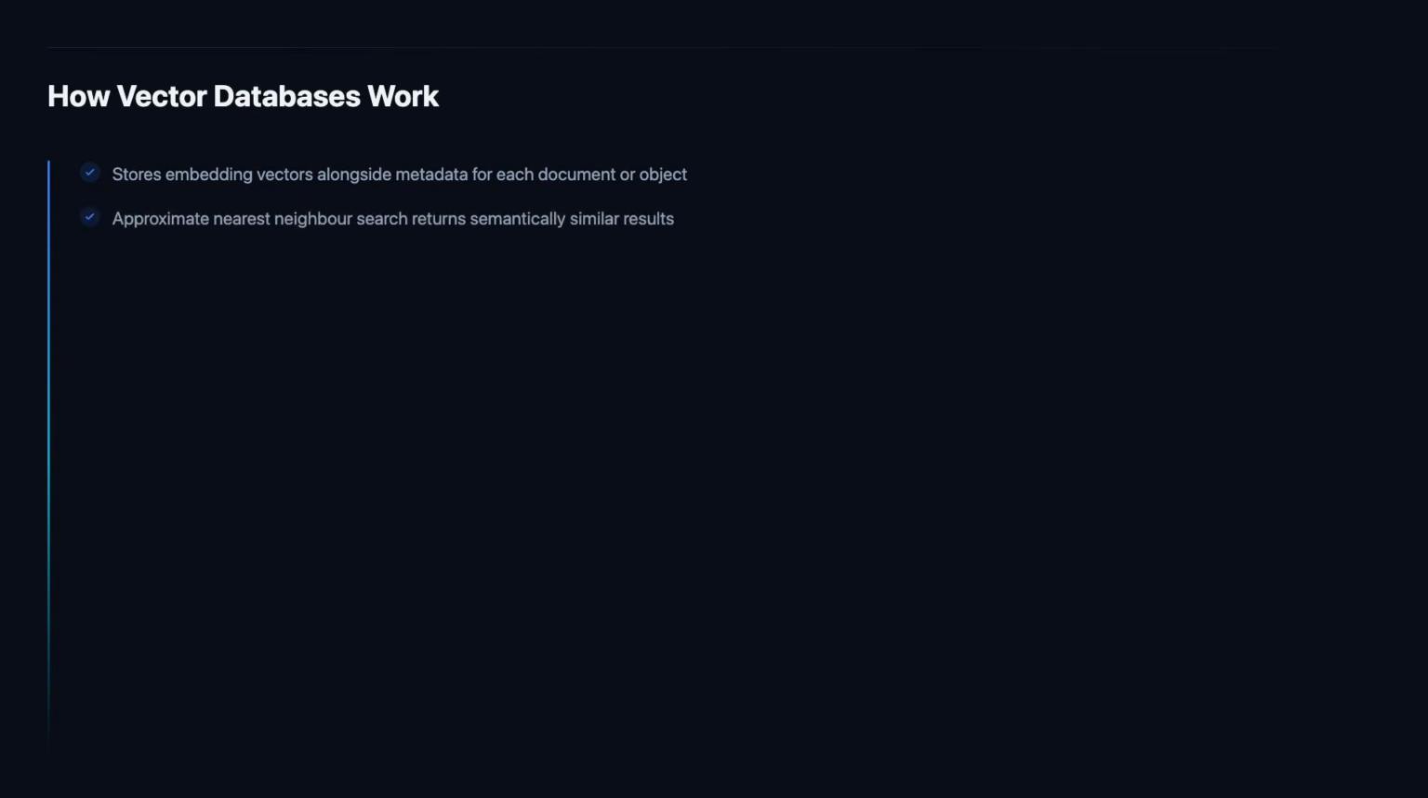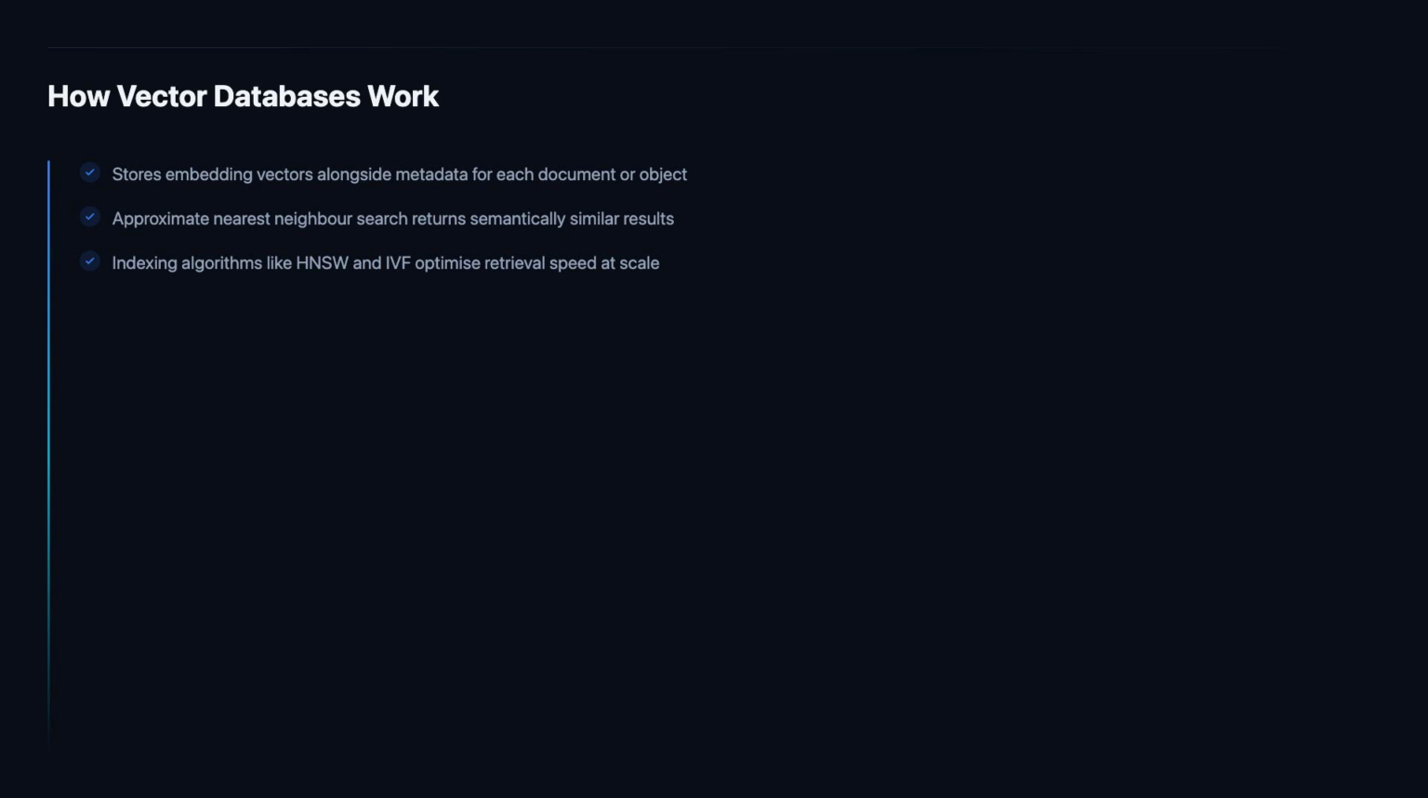The defining query operation in a vector database is approximate nearest neighbor search, or ANN. When a query arrives, it is encoded as a vector by the same embedding model used during indexing, and the database searches for stored vectors that are closest in the high-dimensional embedding space. Closeness is typically measured by cosine similarity or inner product. The word approximate is important. Exact nearest neighbor search across billions of high-dimensional vectors is computationally infeasible, so vector databases use index structures that trade a small amount of recall accuracy for dramatic improvements in query latency.